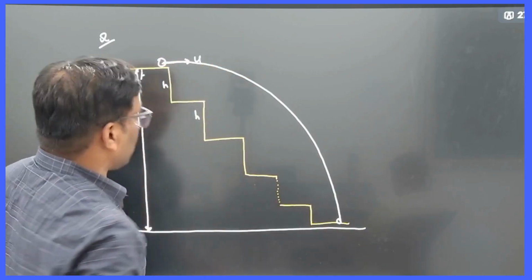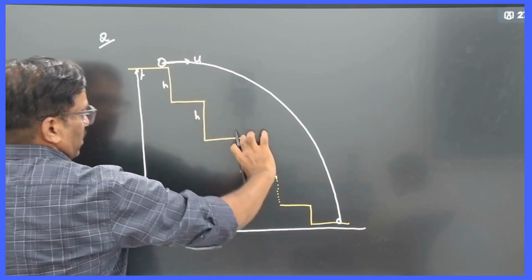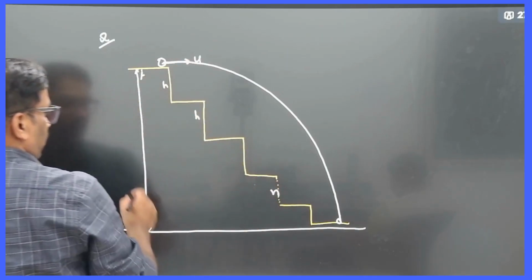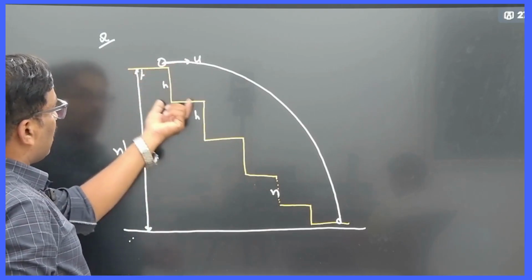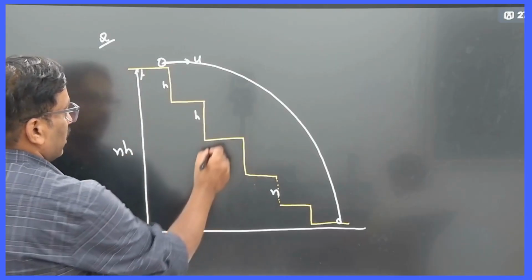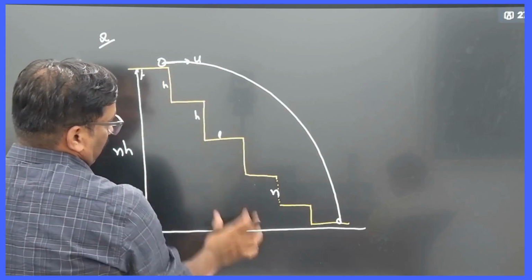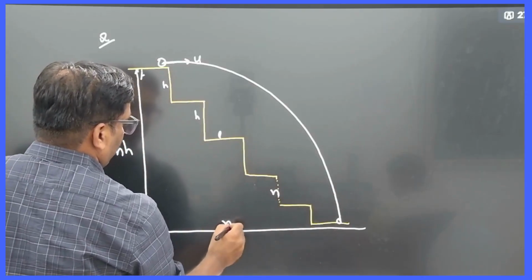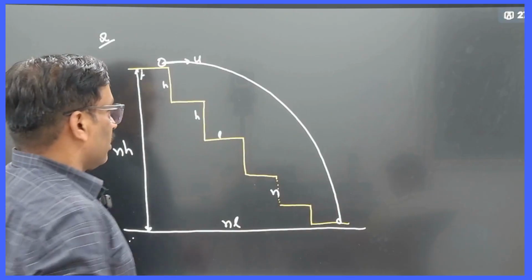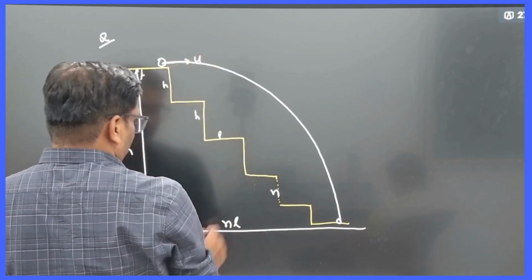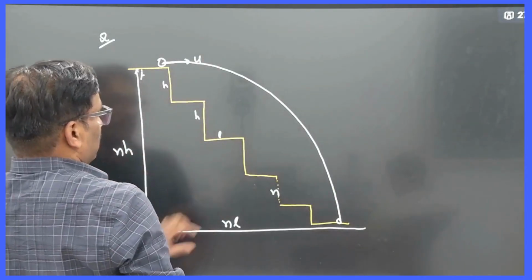Here, the height of each step is h, and like that n number of steps are there, so the total height will be nh. The length of each step is L, so this distance is L, and like that n steps are there, therefore nL. You can see that this is the range and this is your height. With the projectile, we want to calculate n.